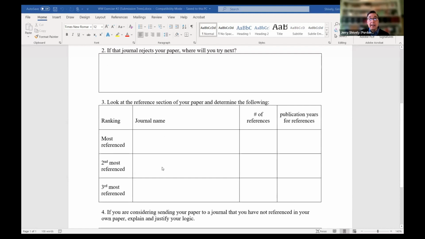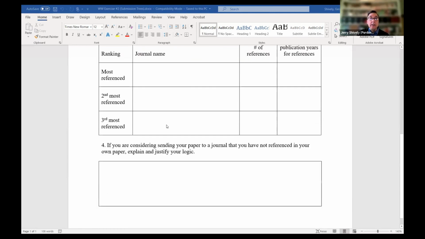And so in general, if you're thinking of sending your paper to a journal that isn't cited in your paper, you should have a very good reason for doing that. Because of this idea that a journal is a place where a conversation is taking place, you want to be engaged in that conversation. You want your paper to be referencing other work that's appeared in that journal. And you want the people who follow you as researchers to be referencing your work.